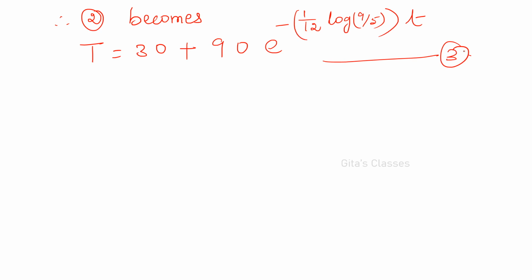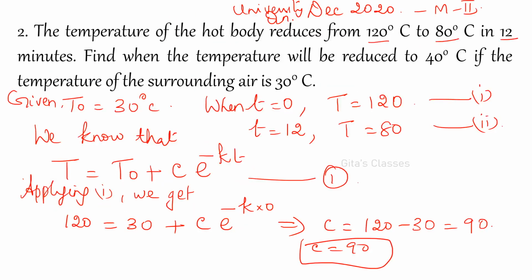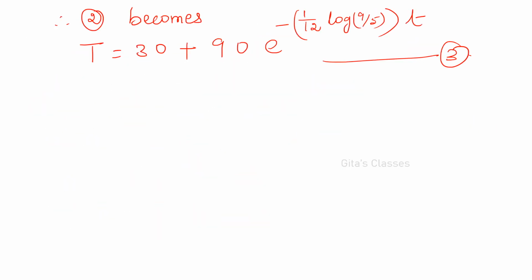And in this, now what is asked? Now read the question. Find when the temperature will be reduced to 40. So when means what? At what time will it reach 40? How much time will it take to reach 40? So where T is equal to 40 degrees C is given. After how much time will it reach this 40? That is what is asked.